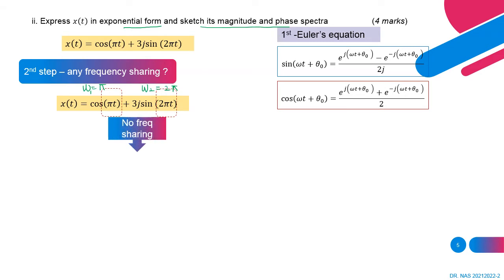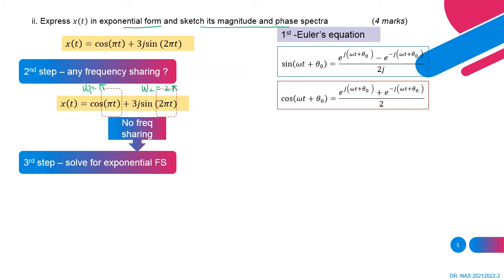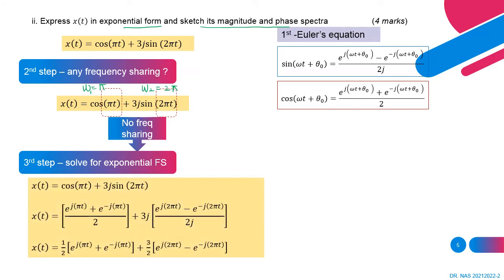Okay, when there's no frequency sharing, then you can start to solve the exponential Fourier series by converting the cos and sine functions using Euler's theorem. So the first component is cos, so it is (e^{jπt} plus e^{-jπt}) divided by 2, and for the sine component, 3j (e^{j2πt} minus e^{-j2πt}) divided by 2j, and then simplify the equation. So this is your equation in exponential form.